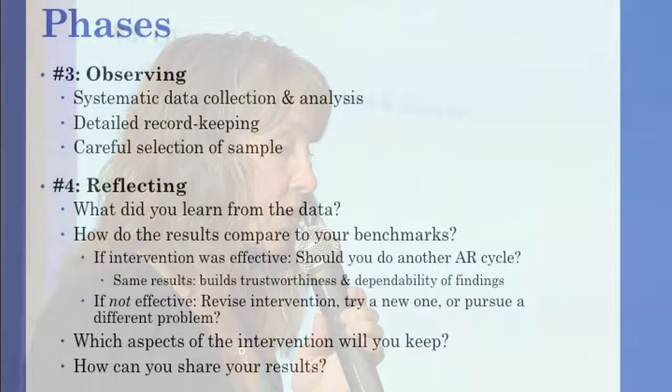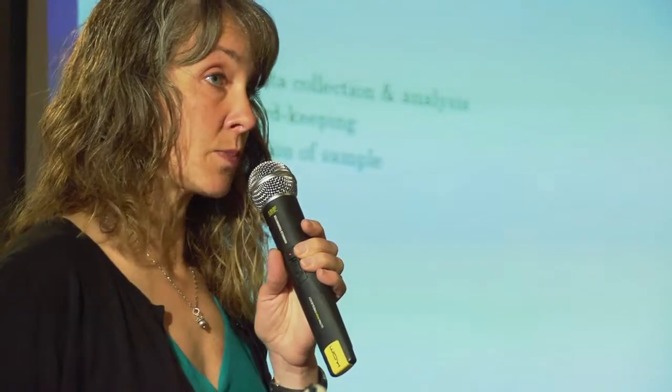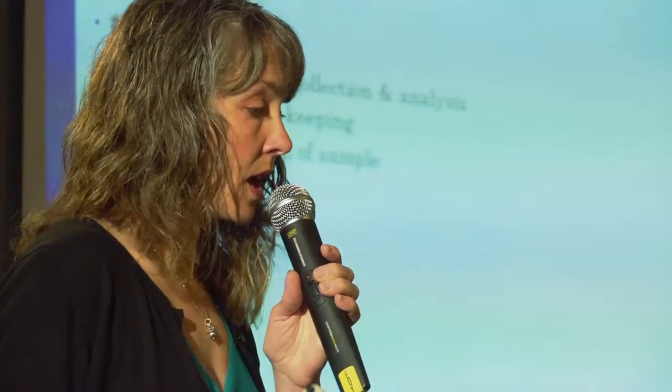So then you go into your observing, and this is where you're actually collecting your data. So you need to do this systematically, also analyzing the data once you've collected it. Detailed record keeping, so that you can keep track of everything that you're collecting and write up a detailed report. And also careful selection of the sample. So how will you decide which participants, which classrooms, which programs, which teachers?